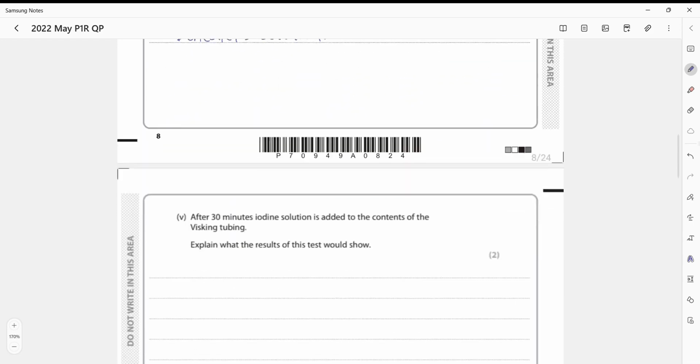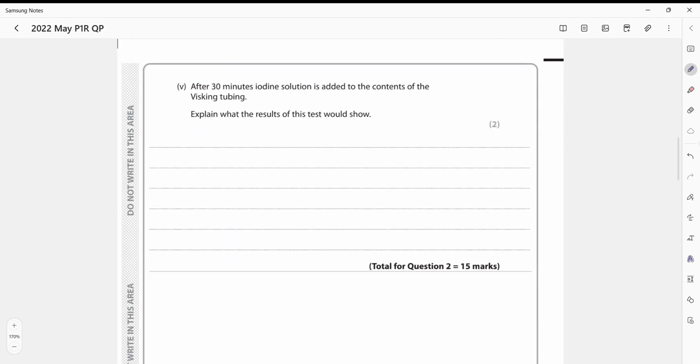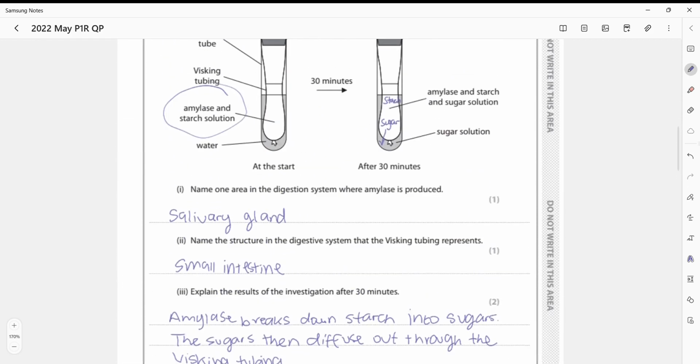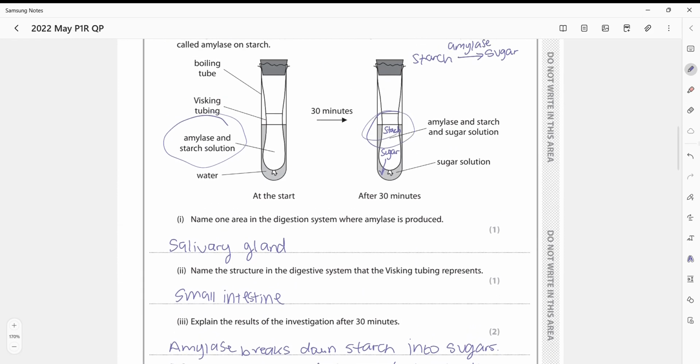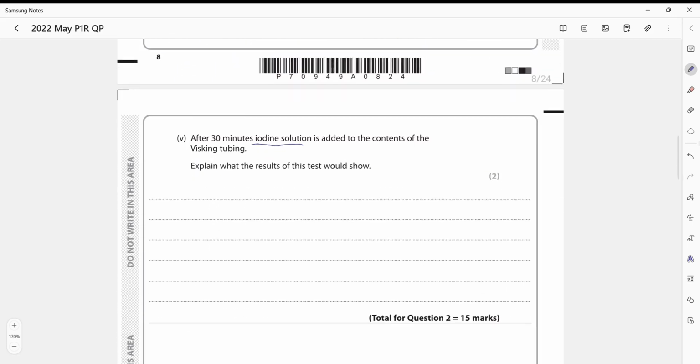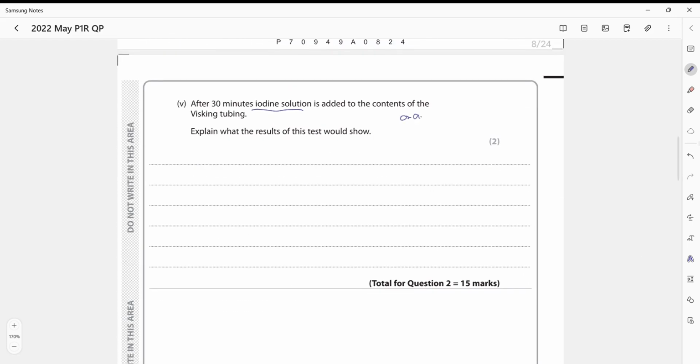All right, let's move on to part 5. After 30 minutes, iodine solution is added into the contents of the Visking tubing. So that is inside of the Visking tubing. Now iodine tests for the presence of starch. And you can see here, in this diagram that I've drawn, the starch will still remain inside of the Visking tubing. So the original color of iodine is orange brown, you could say that. And in the presence of starch, it'll turn blue black. So let's write that down.